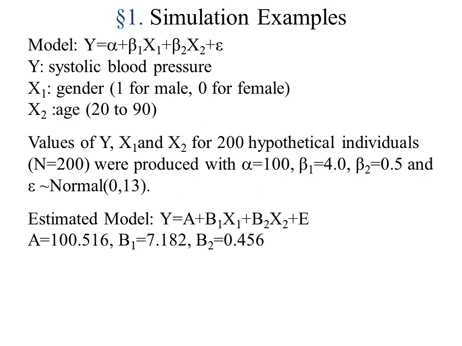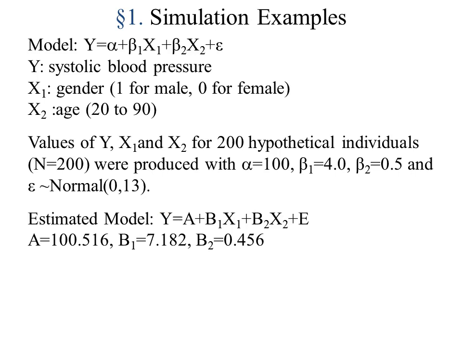In order to get some ideas about the effects of sampling variations on estimated values of regression coefficients, let's look at results of some computer simulations. In the simulations, it was assumed that relationships of systolic blood pressure to gender and age can be expressed by this model. In this model equation, Y is systolic blood pressure, x1 is the binary variable for gender, and x2 is adult age. It was assumed that the value of alpha is 100, beta 1 is 4.0, and beta 2 is 0.5. And epsilon, the residual, was assumed normally distributed, with a mean of 0 and the standard deviation of 13.